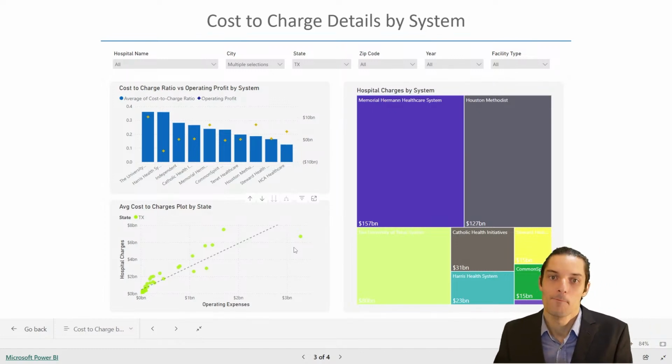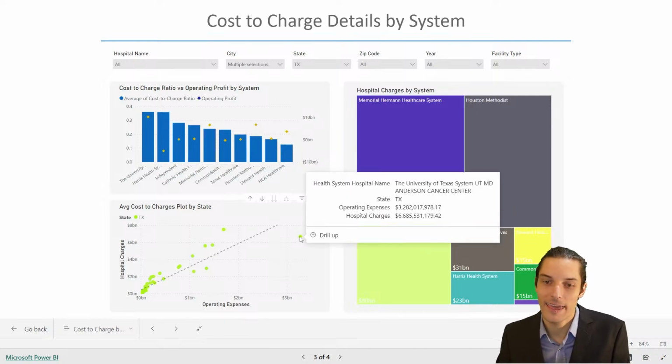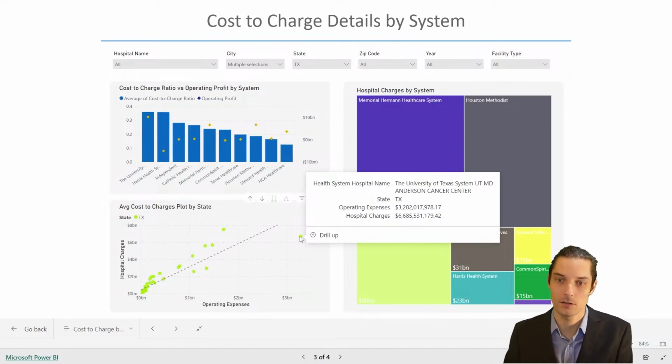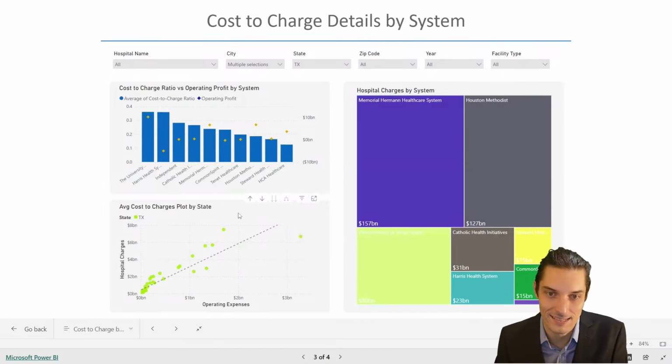And so this is why cost to charge ratios are important, because you can understand, hey, this specific hospital, Anderson Cancer Center, has higher expenses than their charges, and then ask why this is the case. Is it because they have higher FTEs? Is it because their labor is high? Is it because of their capital expenditures? And then you can dig into the finances that they provided to CMS.gov to understand why this is the case.